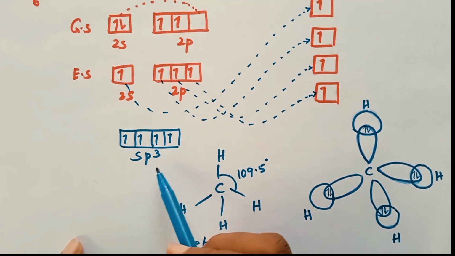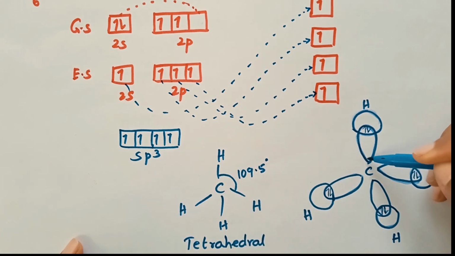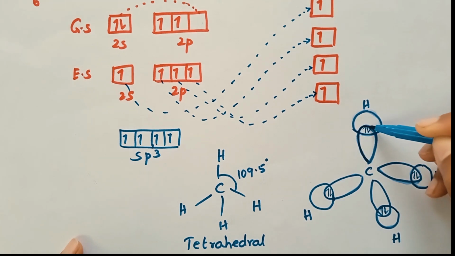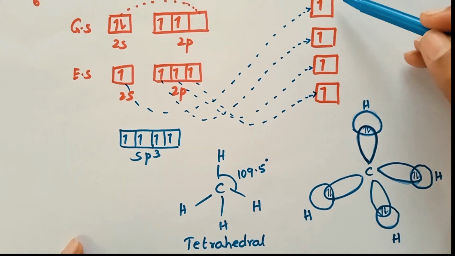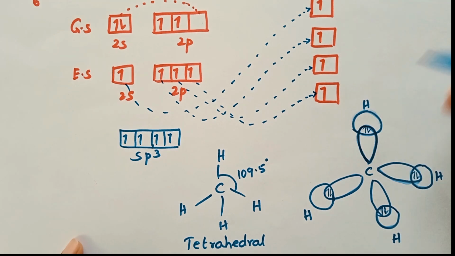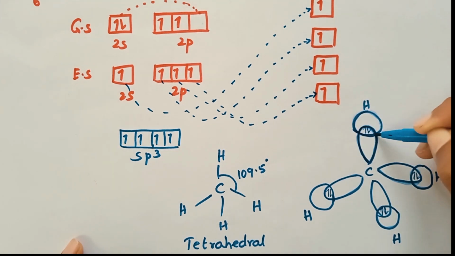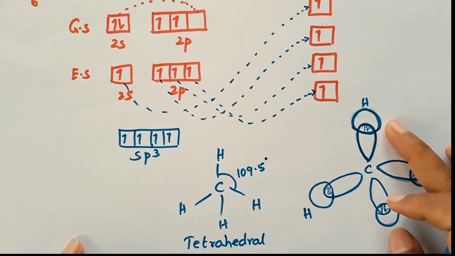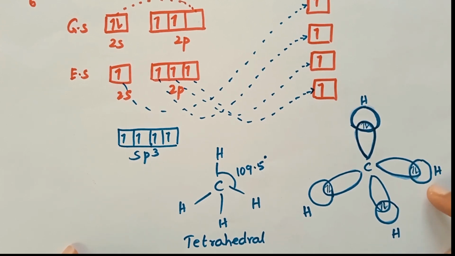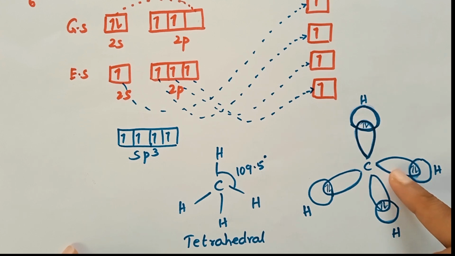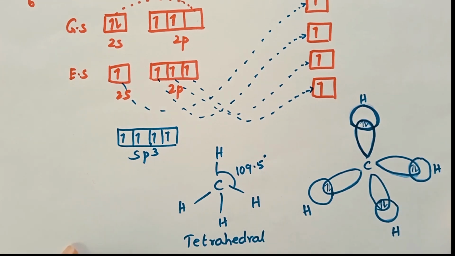Since it forms sp3 hybridization, we have to draw four shapes for carbon like this, 4 hybrid orbitals, and they overlap with the 4 s orbitals of hydrogen. So we have to draw 4 spherical shapes, since the s orbital is spherical in shape, which overlap with the sp3 orbitals of carbon.